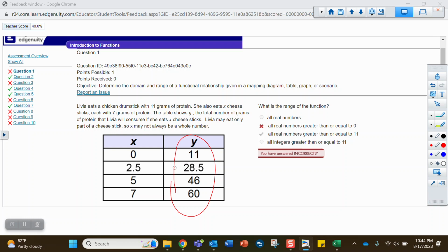So when I look at the story, it is about grams of protein that Livia is eating. And because this X column, the domain, is the number of cheese sticks she eats, she's never going to eat negative cheese sticks. So the smallest the range is going to be is 11. And then it's just going to go up from there. So it's all real numbers that are greater than or equal to 11. The range is the Y.